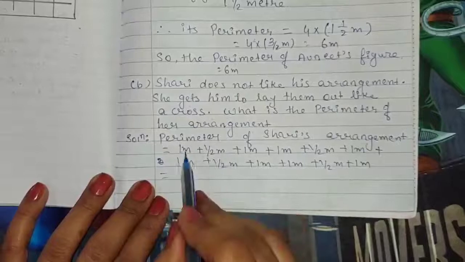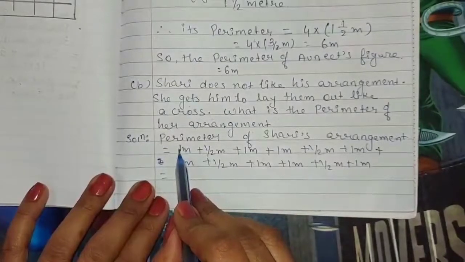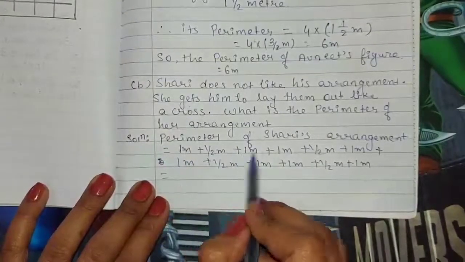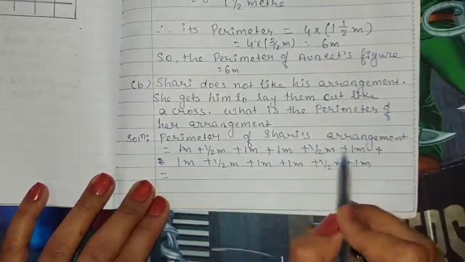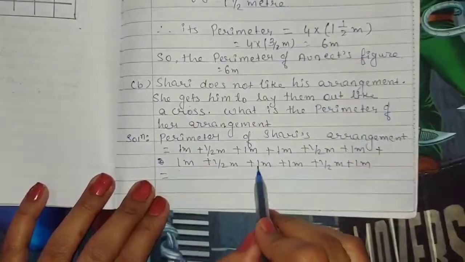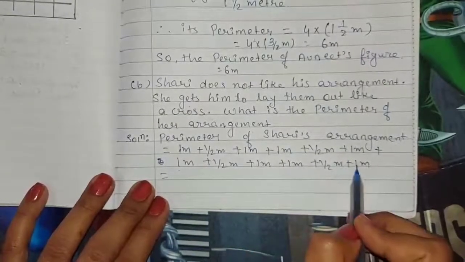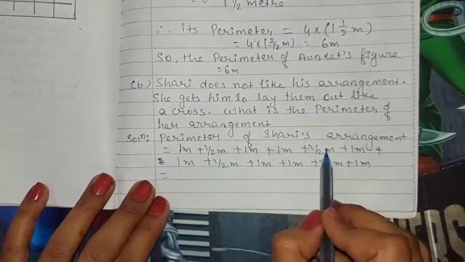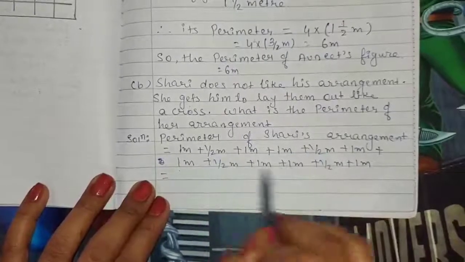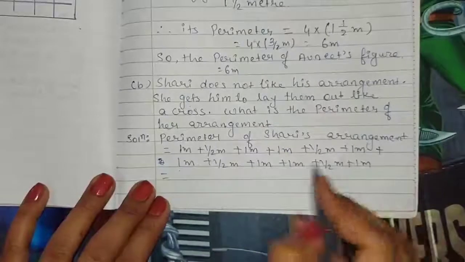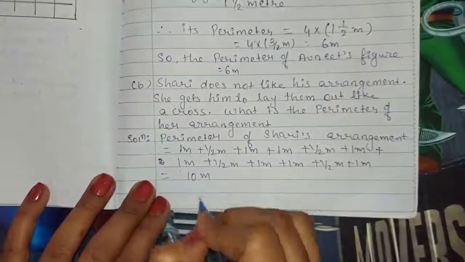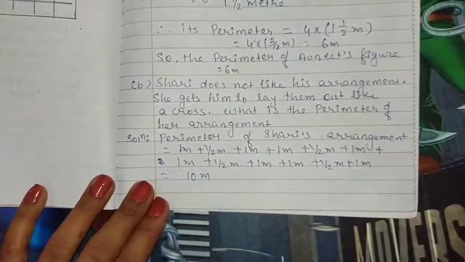So let us count this. First of all, count the 1 meters: 1 plus 1 is 2, plus 1 is 3, 4, 5, 6, 7, 8. And half and half is 1, so plus 1 is 9, plus half and half is 1. So 10. So 10 meter is the perimeter of Sherry's arrangement.